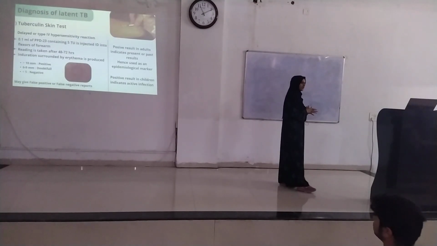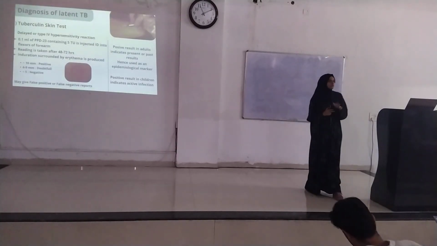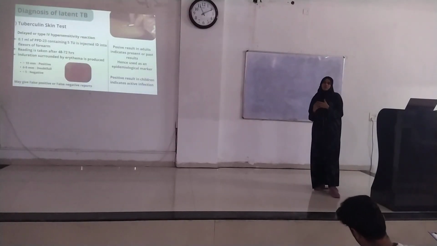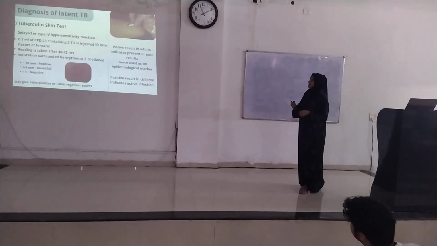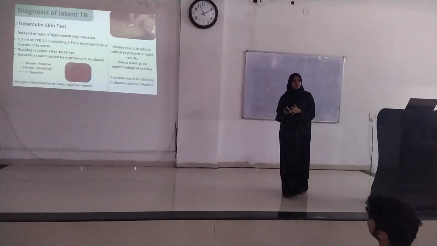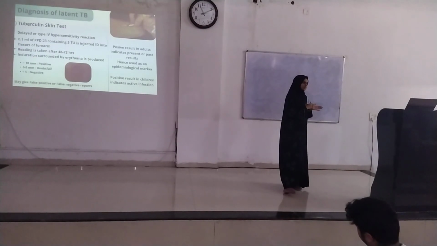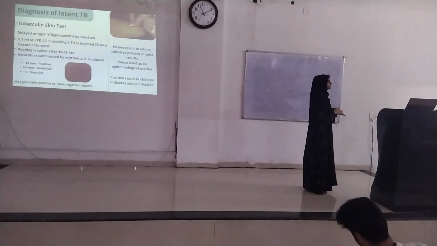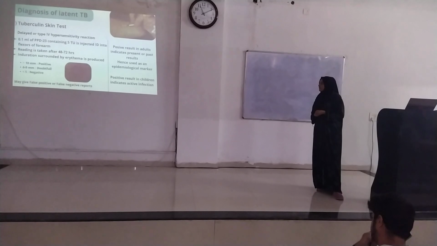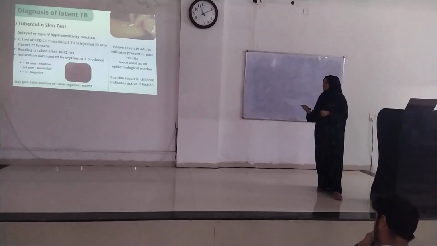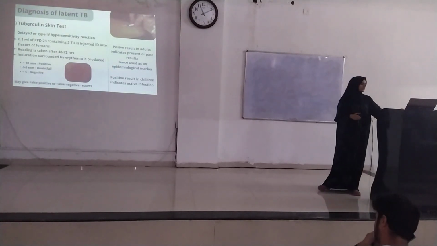And if it is less than 5 mm, then it is negative. In between, it is doubtful or neutral. It can also give false positive or false negative results. Now, a positive result in adults can indicate either past or present infection. That's why it is used as an epidemiological marker and not as a diagnostic marker. Whereas a positive result in children indicates active infection.